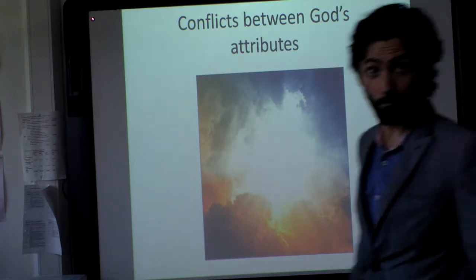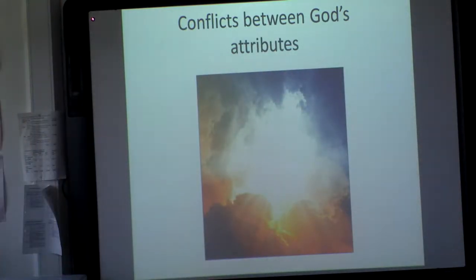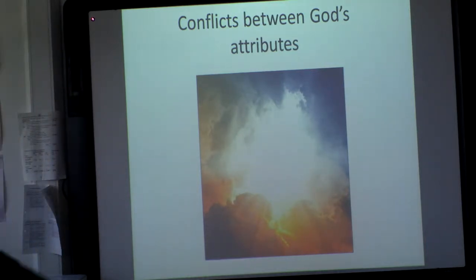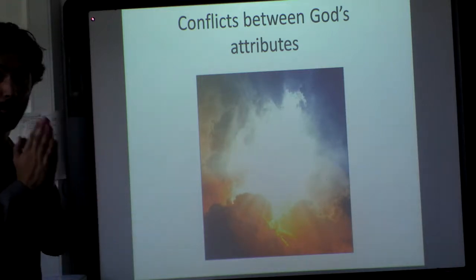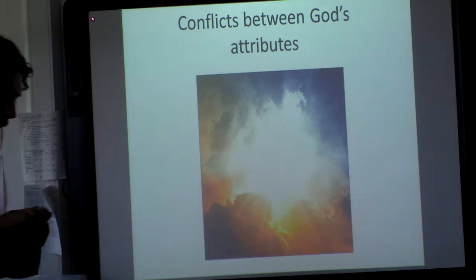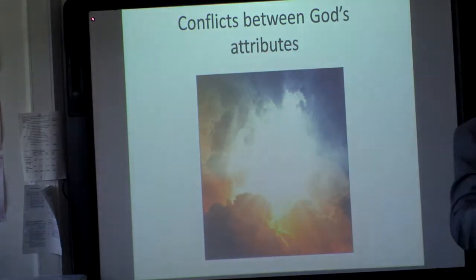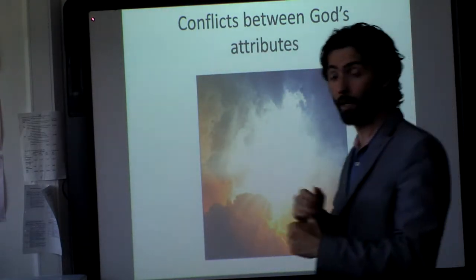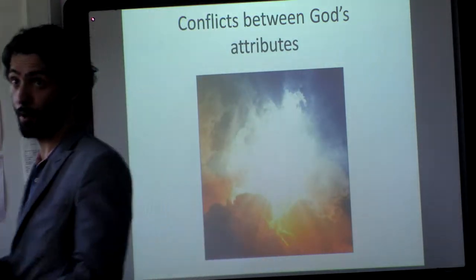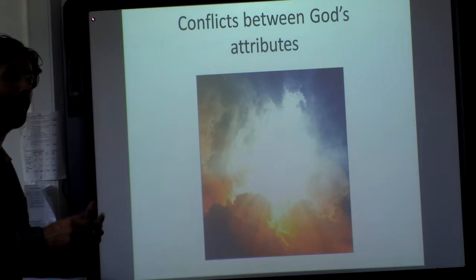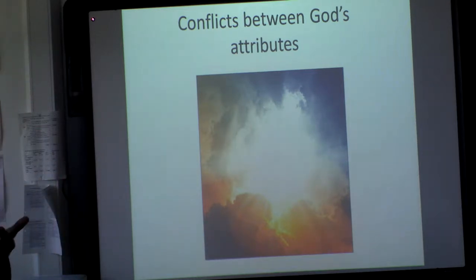Okay, so hi everyone. Today's lecture is going to be about God's attributes, more specifically conflicts between God's attributes. As you know, God's attributes, divine attributes, is part of your year 13 spec. If you look at the chapter, it focused specifically on those three attributes: omnipotence, omniscience, and omnibenevolence. As you know, omnipotence is to be all-powerful, omniscience is to be all-knowing, and omnibenevolence is to be all-good.